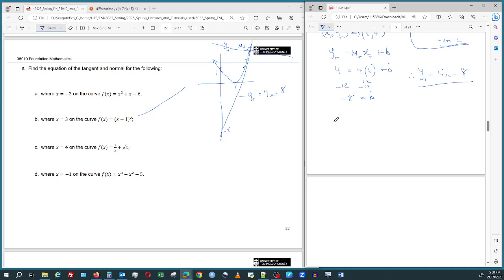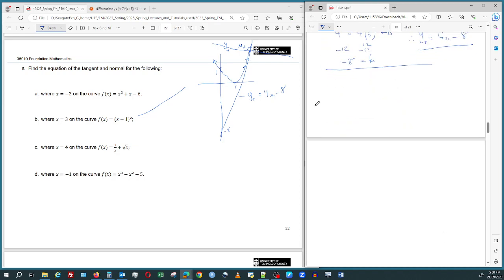All right, so for yn, we've got the same pair, which were 3 and 4. So, what's the gradient? Okay, so our gradient we worked out was 4. So 4 times the gradient of the normal is equal to -1. So the gradient of the normal is -1/4. That's that equation, isn't it? mt mn is equal to -1. Okay, so just drop the 4 in there.